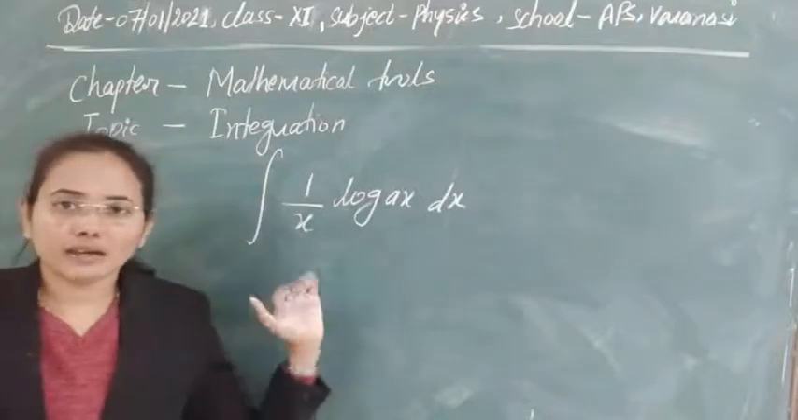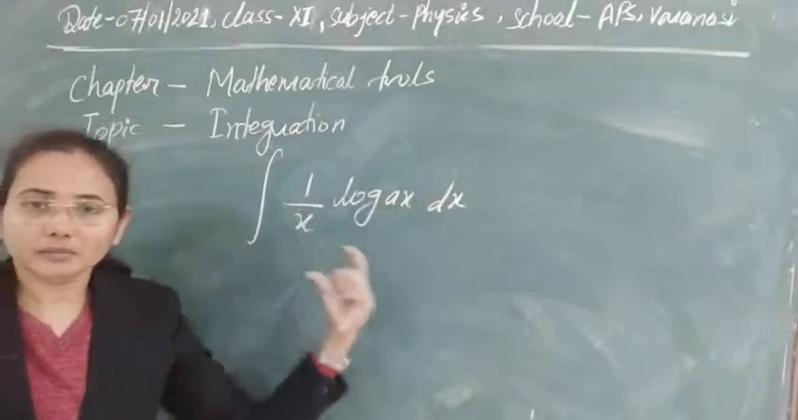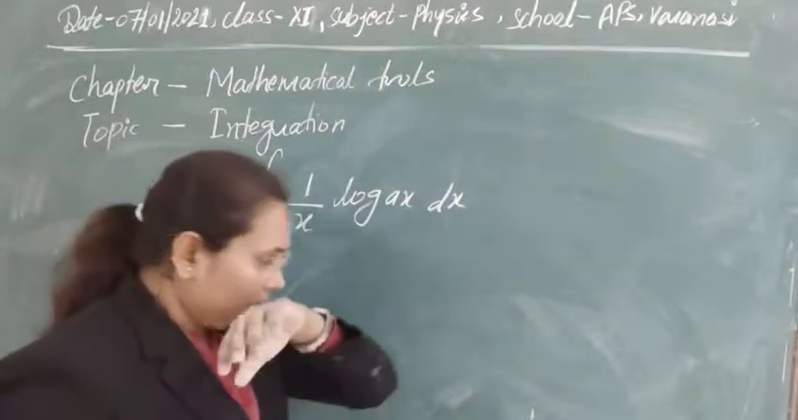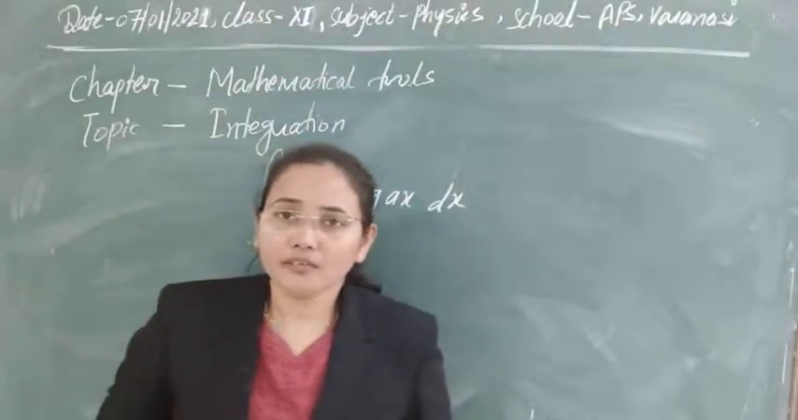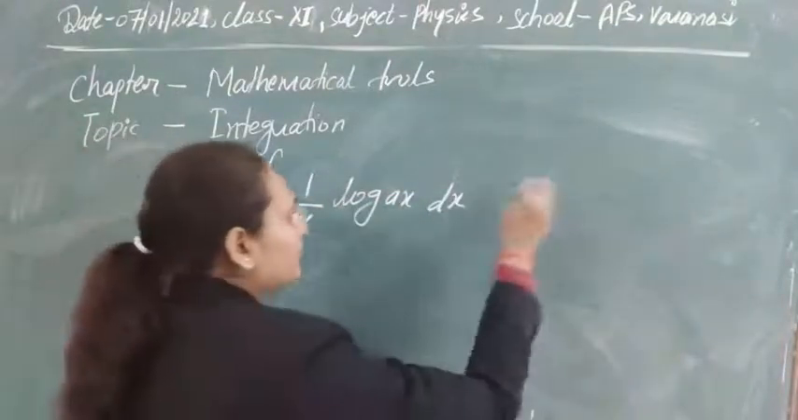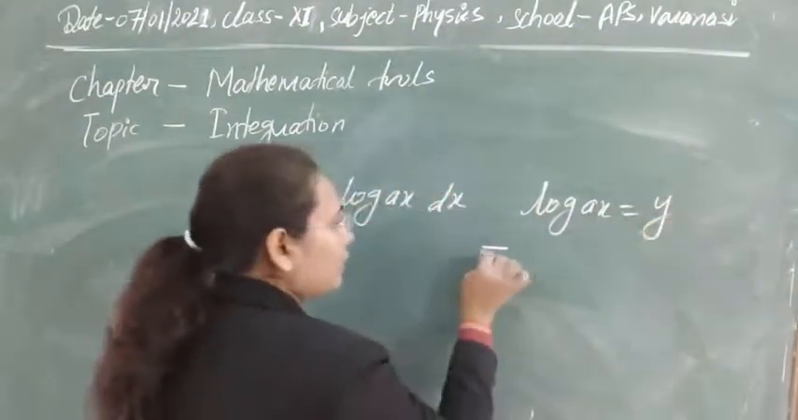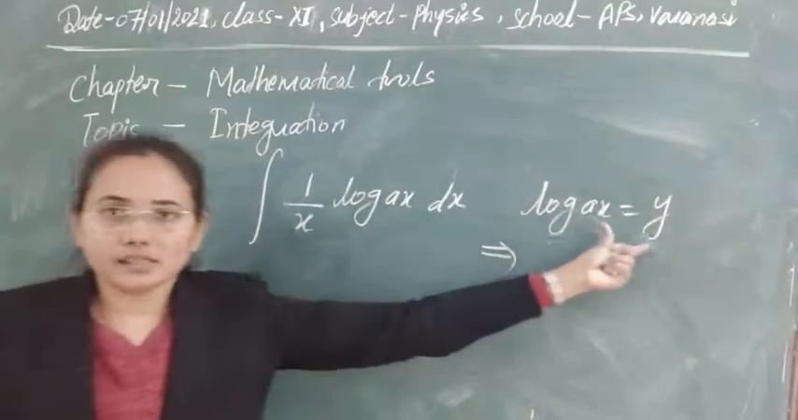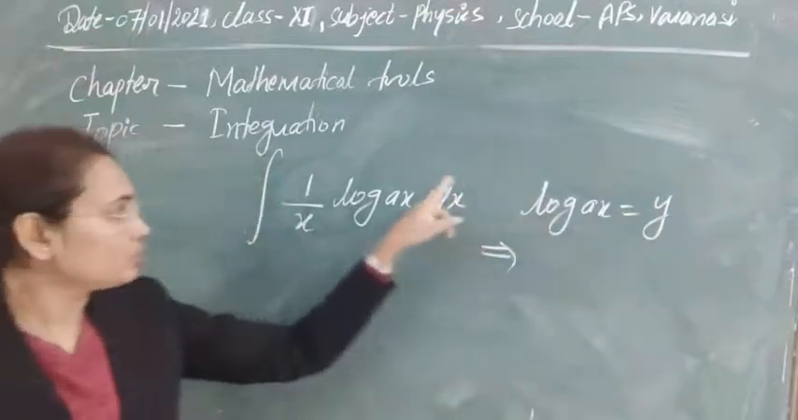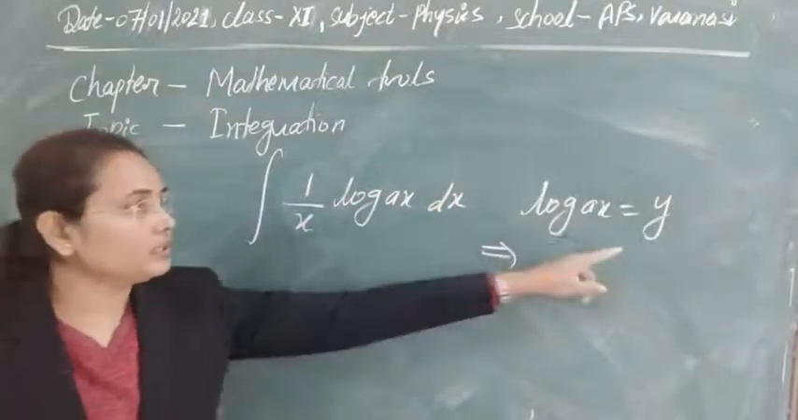Such types of integration we have seen in the previous class, but still here I have taken ax, so some students can be confused by it. You don't have to be confused, do the same work that you have done before. Again substitute this log ax by some other quantity. Suppose we take log ax equal to y. Then you are converting the variable x into the variable y, so at all places where x is there, you have to convert it into y.